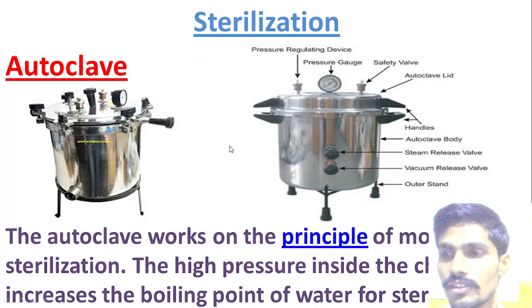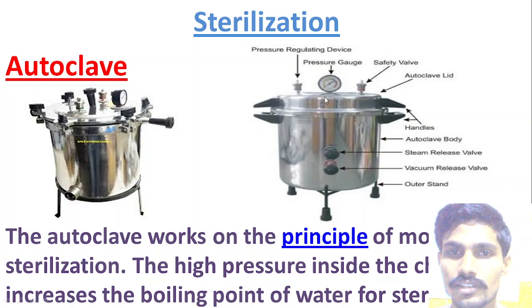The autoclave comes under the moist heat sterilization method. That is a physical method of sterilization. Under it there is moist heat sterilization. This is helpful for medical, paramedical and nursing students.